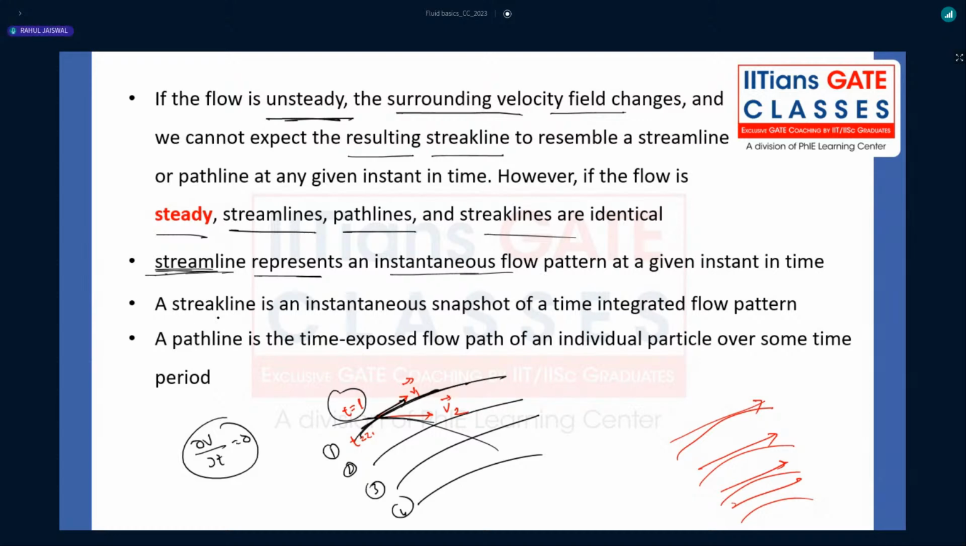A streak line is an instantaneous snapshot of a time integrated flow pattern. A path line is nothing but a time exposed flow path of an individual particle over some time period. Right? So streamlines and streak lines are Eulerian descriptions, and you can think of the path line as a Lagrangian description. Is that clear, all of you? Tell me, guys.